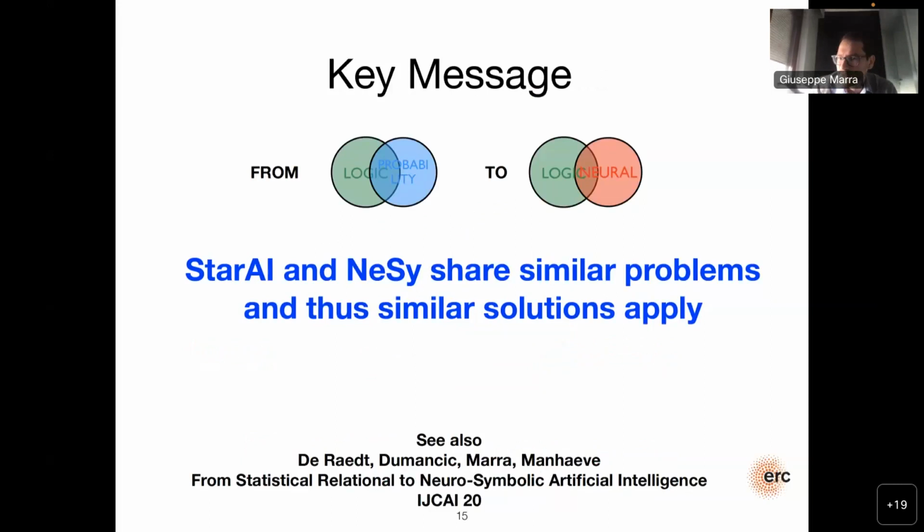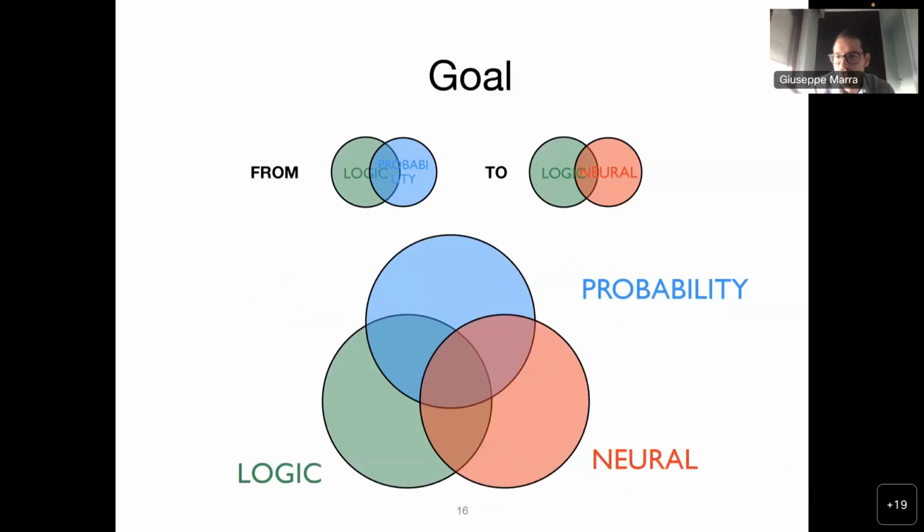And it turns out that these same solutions, these same ideas, are very similar to the ones that neurosymbolic solves. And thus, these links can really help us to find and lay the foundations for a potential integration of the three paradigms. So this will be the key message of this presentation and the main idea behind this talk.